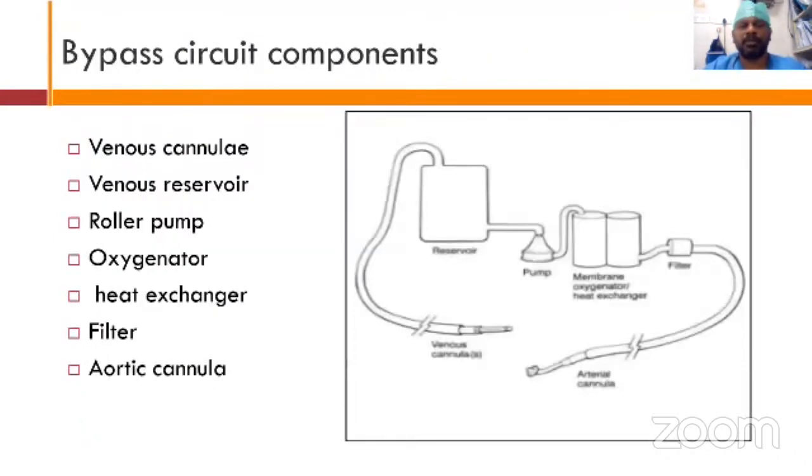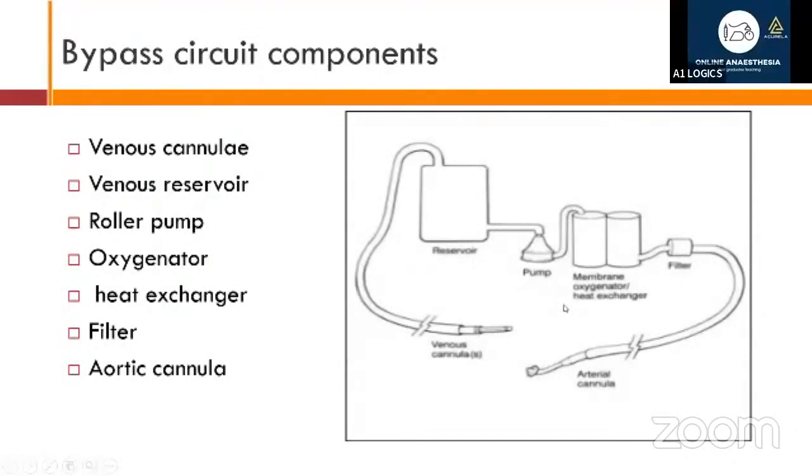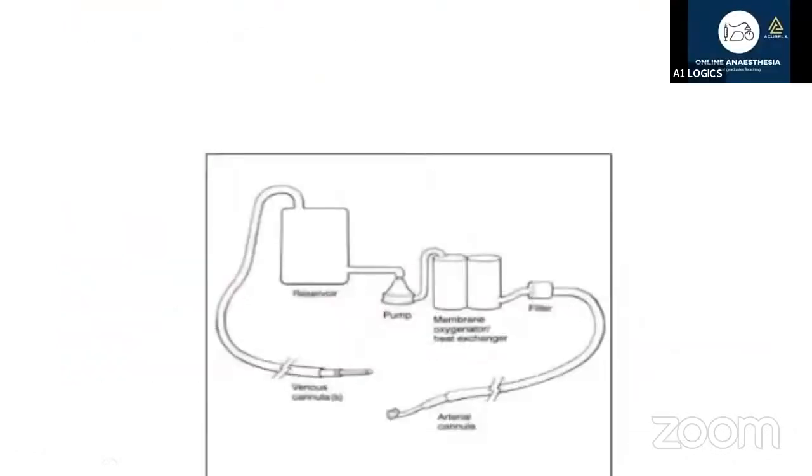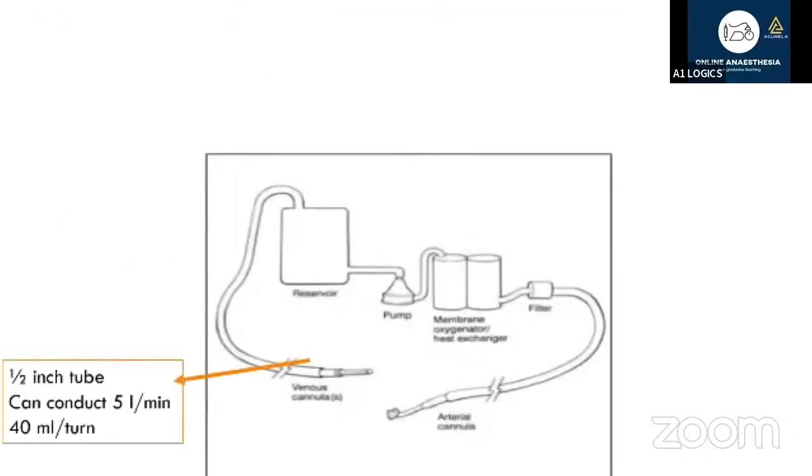So this is the basic bypass circuit components. We have a venous cannula, a reservoir, a roller pump, an oxygenator, a heat exchanger, a filter, and an aortic cannula. These 6 or 7 are the basic components. In a few minutes, we'll see what the salient features of these are. The venous cannula is a half-inch.